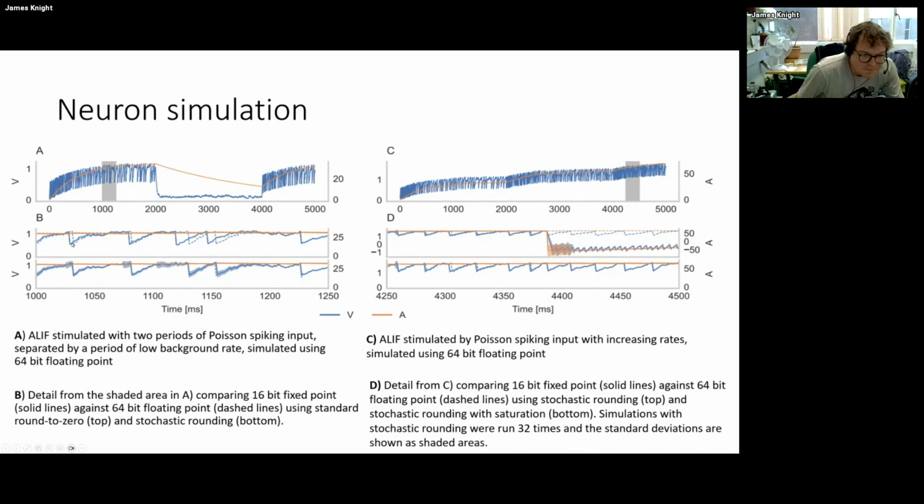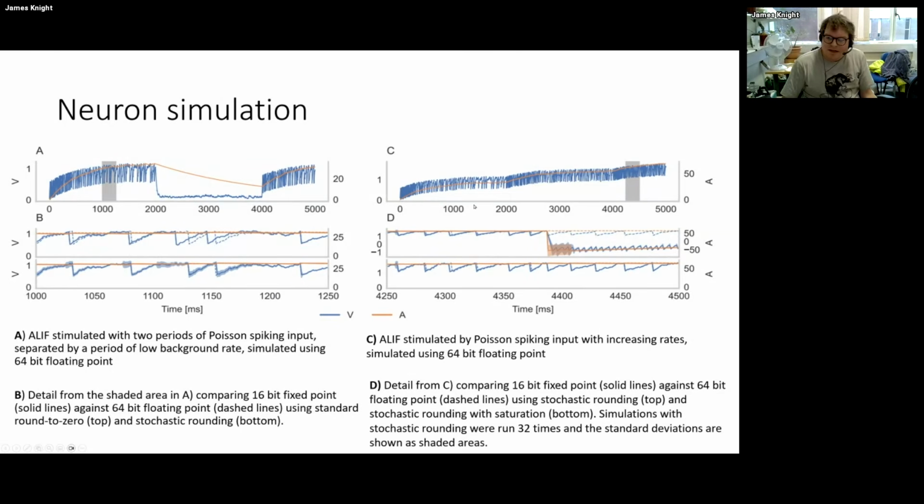you can see that the dotted line, which is the reference, is quickly going away from the solid line, which is the implementation on the FPGA using 16-bit fixed point. It is quickly drifting away from the reference. But if we use stochastic rounding, this stops being the case. You see these standard deviations increasing because we're showing the average across 32 instances of this, but the actual spike times happen at the same time, which is the most important thing, and the difference with the reference becomes very small. So that's stochastic rounding.